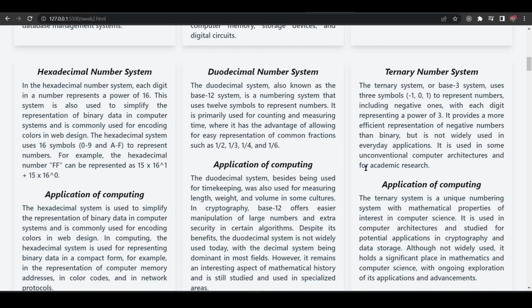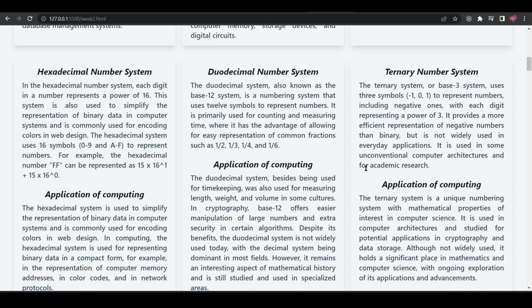Next is the ternary number system. Just like the duodecimal number system, ito ay hindi rin masyadong ginagamit. So, the ternary system or the base 3 system, so sa nag-base siya sa tatlo, which is the -1, the 0, and the 1. To represent their numbers, kasama dun yung mga negative. So, with each digit representing a power of 3, it provides a more efficient representation of negative numbers than binary. But, it is not widely used in everyday applications, just like I said a while ago.